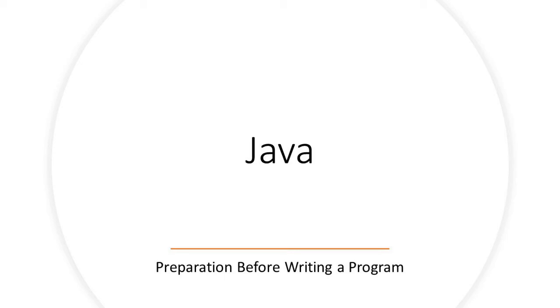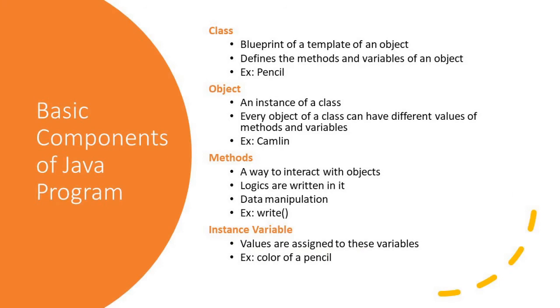Hello everyone. In this video, we will be looking at different components that are important from Java point of view. A class is a template or a blueprint or a model of an object. Let us consider we have a pencil. This pencil class will define all the variables like graphite thickness and methods like write.